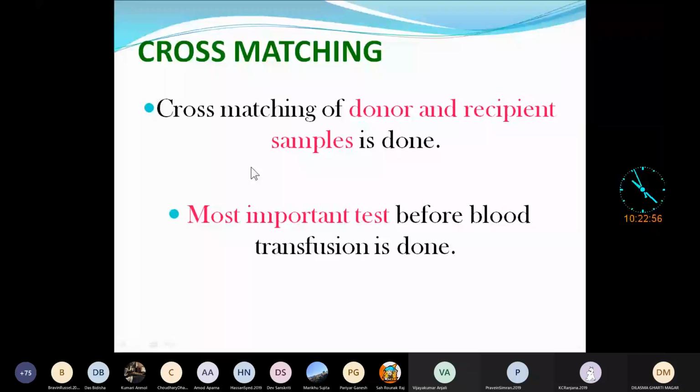Understood here? It is the most important test before the blood transfusion is done. In every case of blood transfusion, we do the cross matching of the blood and only then transfuse it. Without this cross matching, we will not do it.